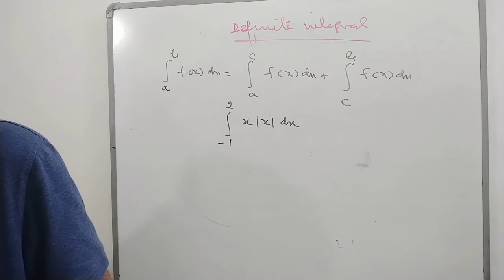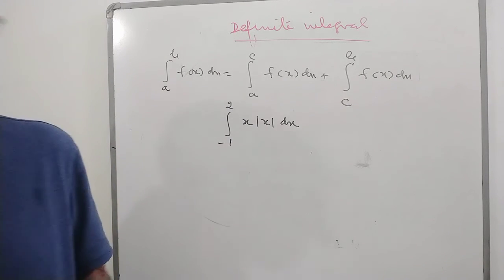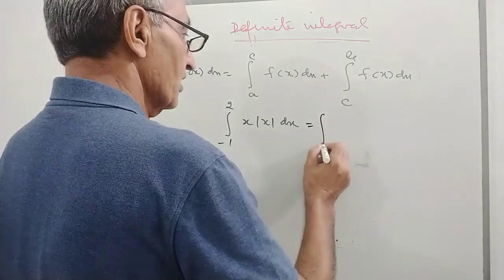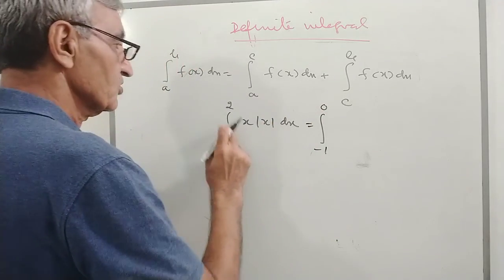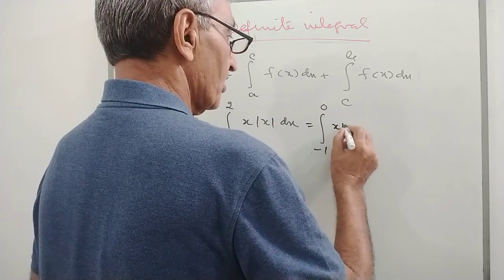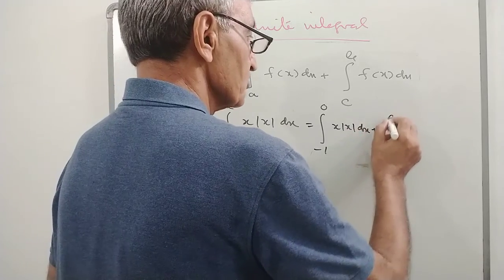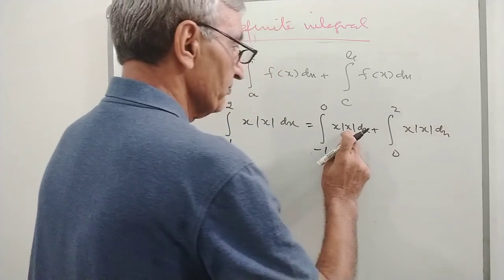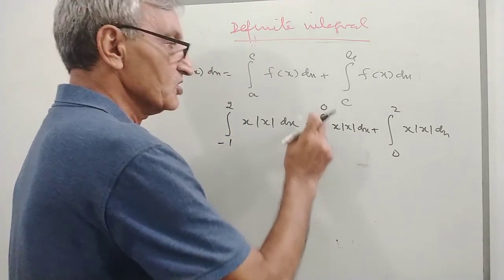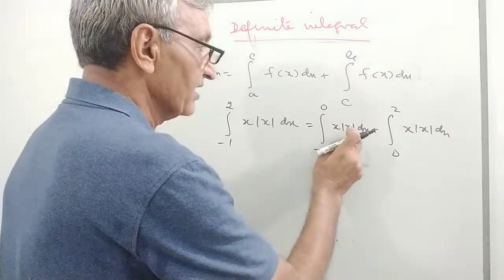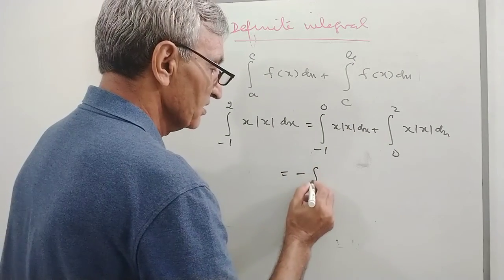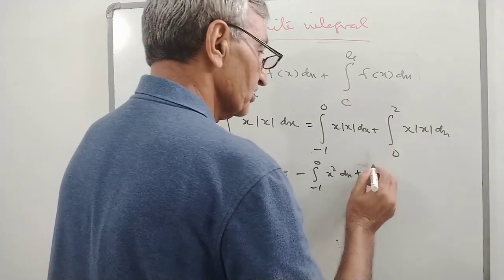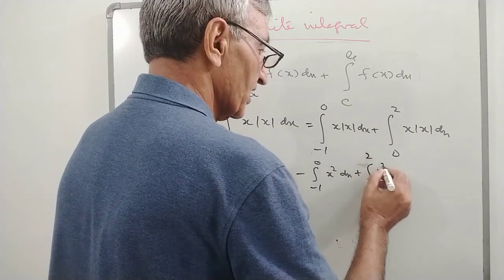The modulus sign takes the value according to the sign. Where x is minus, from minus 1 to 0, I put x into minus x, and from 0 to 2, x into x. So this will be minus, because modulus of x is minus x from minus 1 to 0, therefore take the minus sign. So this is equal to minus integral from minus 1 to 0 of x square dx, and here take the positive value, I don't have to bother, it is x square dx.